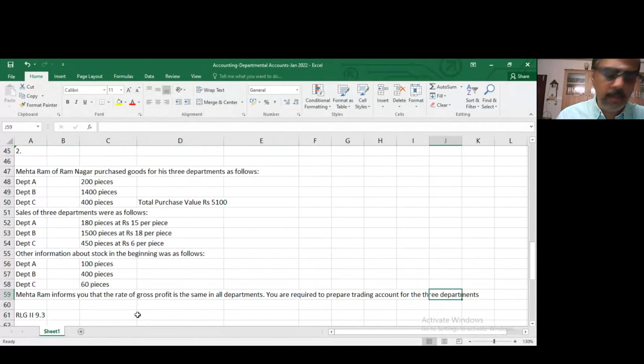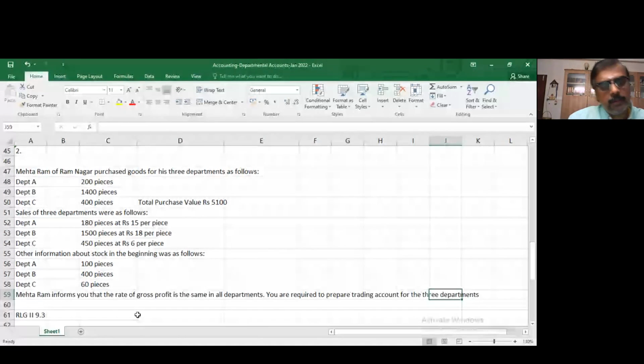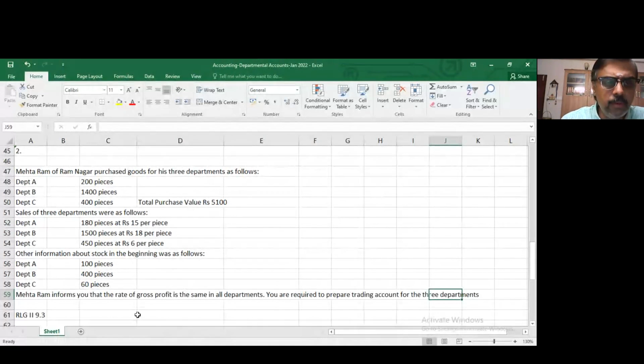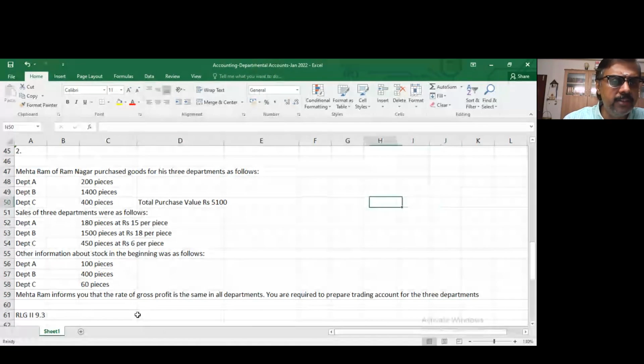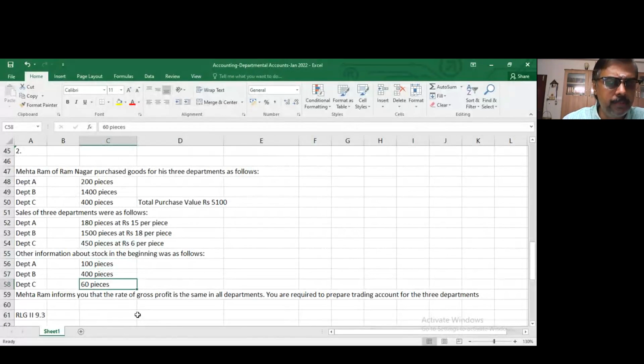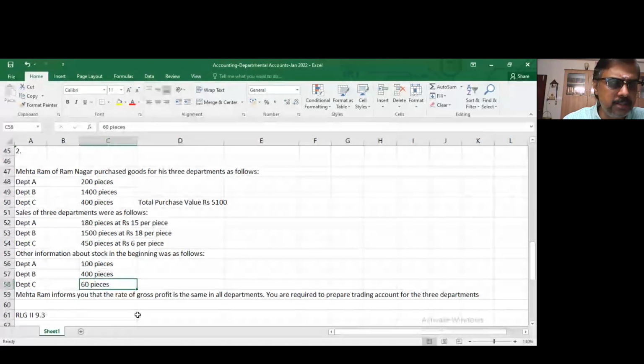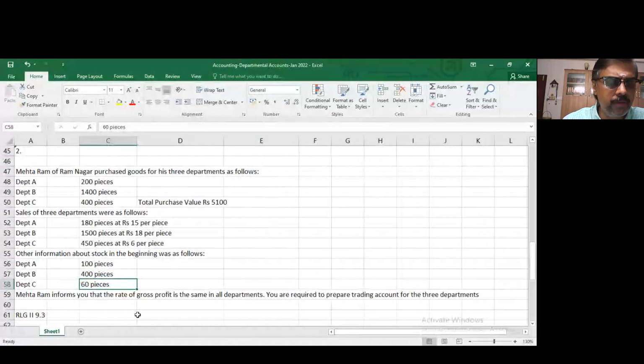It's a wonderful problem. I think they've asked this type of problem in the last 1 year also. Now the basic observation from this question: you can see that they have not given the value of purchases department wise, neither have they given the opening stock value for each department. So we have to determine the purchase price and arrive at the opening stock figure also. So we are going to make an assumption.